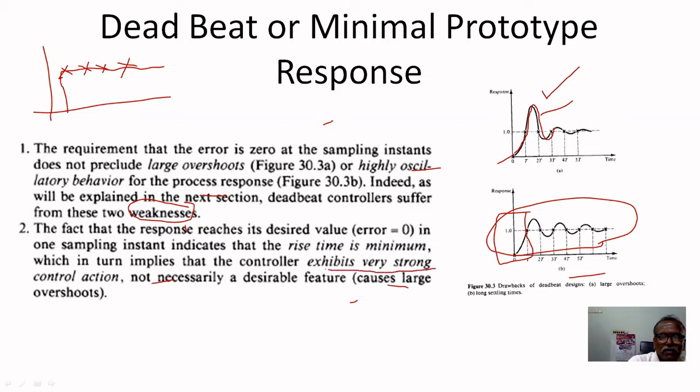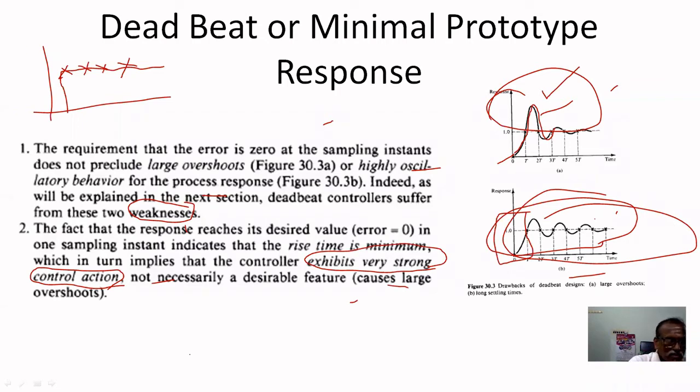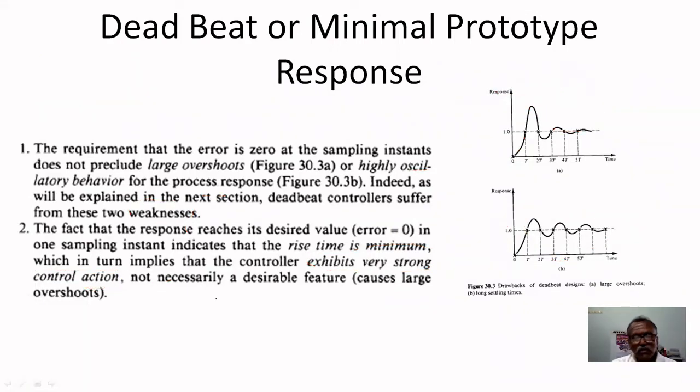That's why the controller exhibits very strong control action. That's why there is large overshoot and large oscillation. This is the reason why the system has large overshoot and oscillations, because from the first sampling instant, it settles. That is the assumption we made. That's why the rise time is very, very minimum. In one sampling instant, it should reach the final value. Rise time equal to T, one sampling period. In that, the process should reach the final value the first time. That's why oscillations are more and overshoot is large.